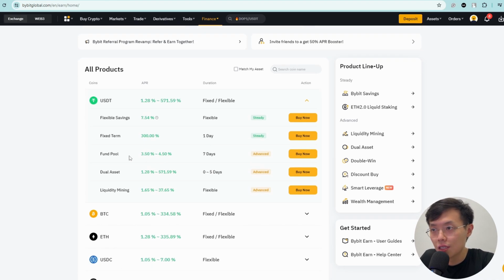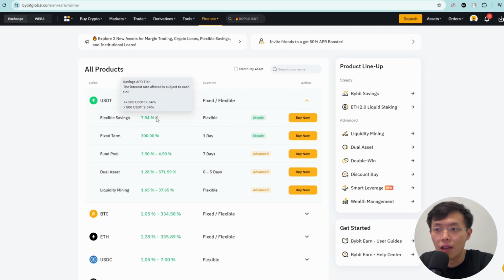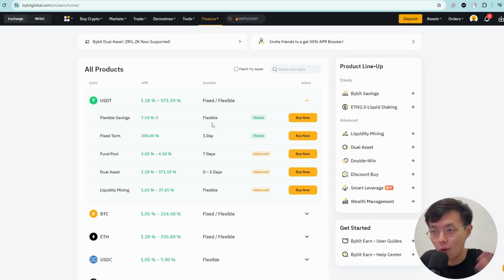So for example, this 7% is flexible, and it's calculated per day. 7% is the per annum return rate, which is exactly the same as your FD, but it is flexible, meaning you can put in for 1 day and take it out. So what's the 1 day rate? Basically you use 7.54 divided by 365, and that's the rate that you earn.